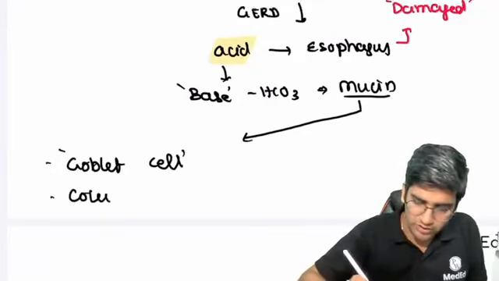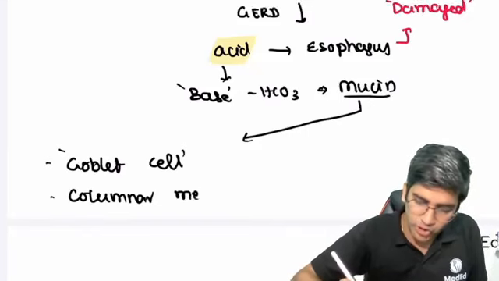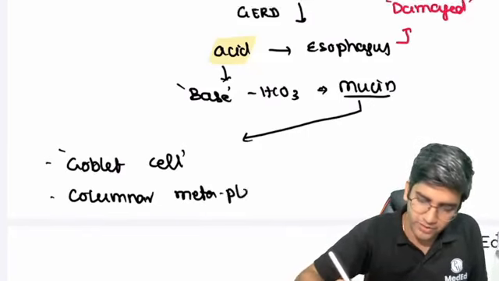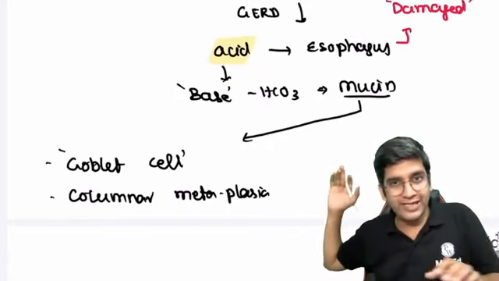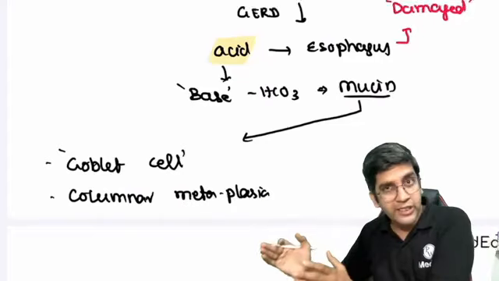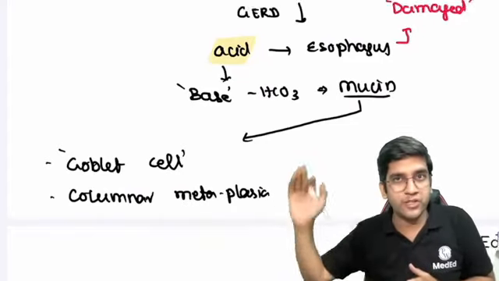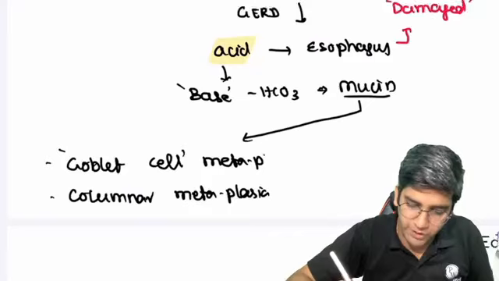Apart from that, goblet cell is a cell seen in columnar epithelium, right? So I call it columnar metaplasia. It has changed from squamous epithelium to columnar epithelium. I use the term columnar metaplasia. In columnar epithelium, only one cell secretes mucin, which is the goblet cell. So I can also call it goblet cell metaplasia.